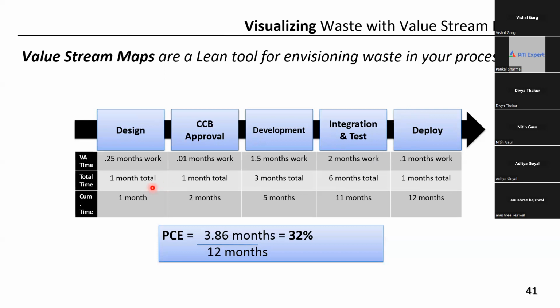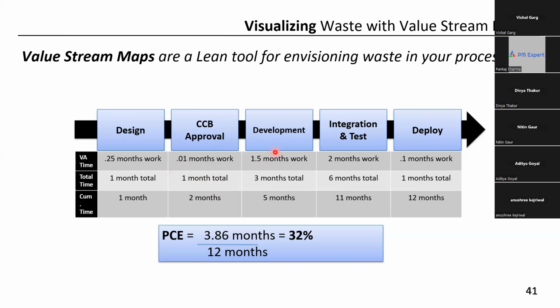Now, in this, some steps are value added, some steps are not value added. For example, design. Can you see the point? The value added time is how much? 0.25 months of work. Now, total time is 1 month. Similarly, CCB approval, the value added time is how much? 0.01 month of work, but total time is 1 month.